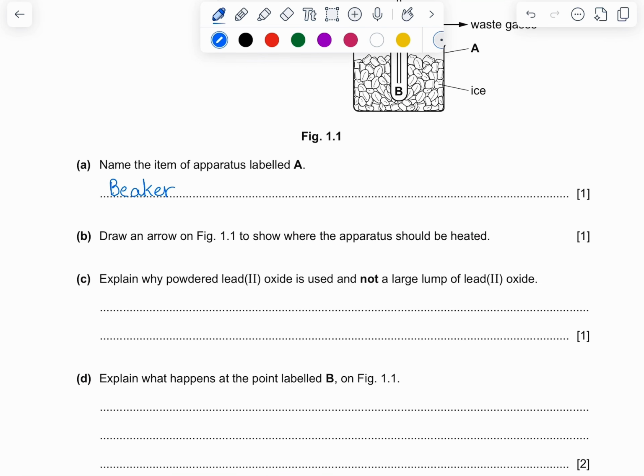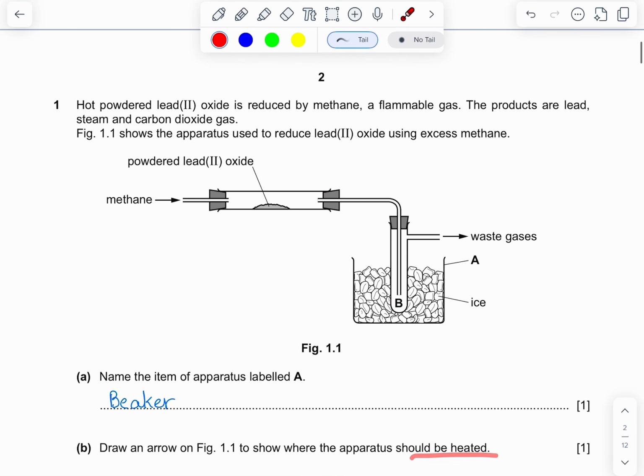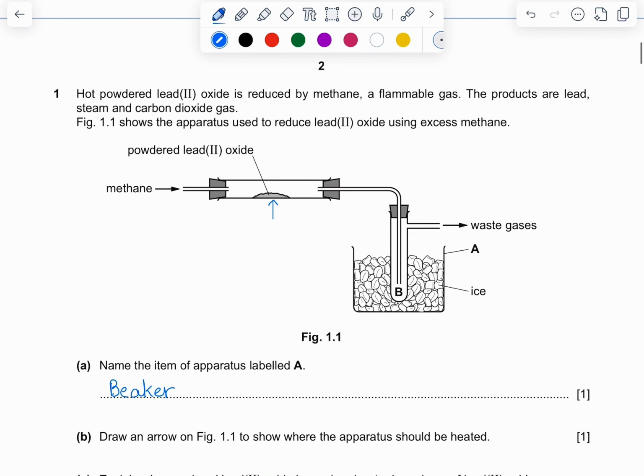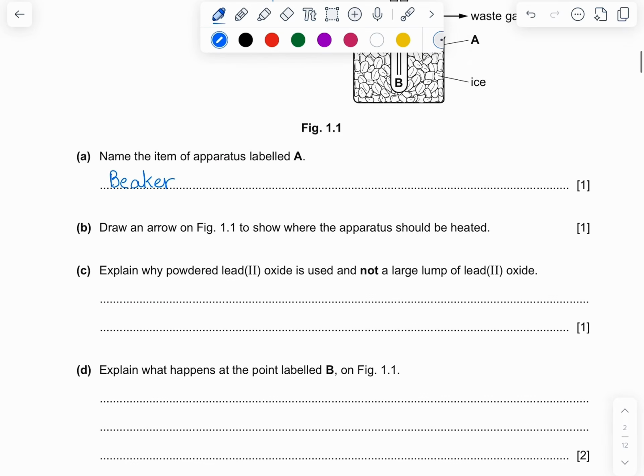Next question now, draw an arrow on figure 1.1 to show where the apparatus must be heated. Alright, so we said hot powdered lead 2 oxide. That means the powdered lead 2 oxide must be heated. So our arrow should be over here, right? This is where the lead 2 oxide must be heated. The arrow should be right there.